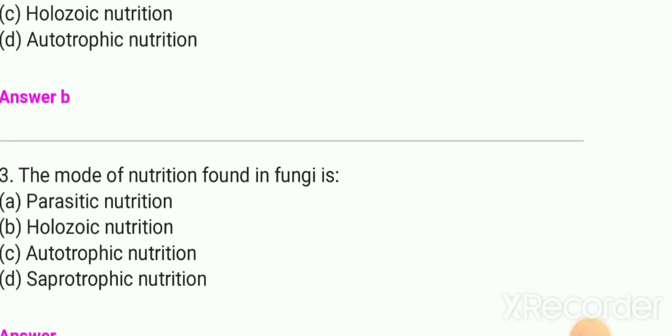Question 3. The mode of nutrition found in fungi is parasitic, holozoic, autotrophic or saprotrophic. So the mode of nutrition that is commonly found in fungi is saprotrophic, but there are some parasitic fungi also, but there is no autotrophic or holozoic nutrition found in fungi. So here the most appropriate answer will be option D, that is the saprotrophic mode of nutrition.